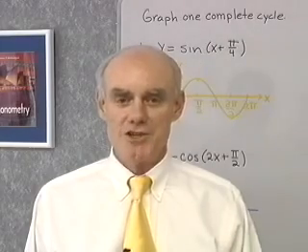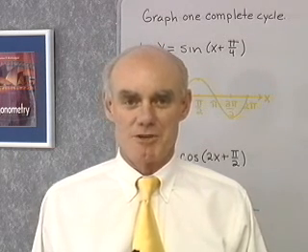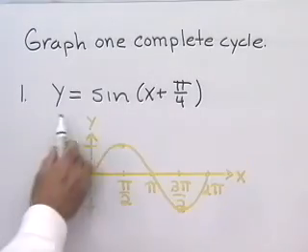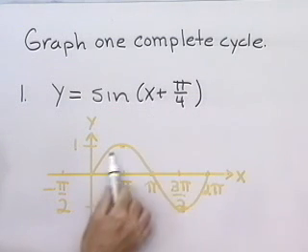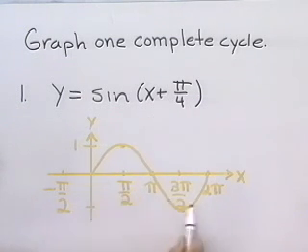We want to add phase shift to the properties of the graphs of our trigonometric functions, and let's look at our first example. We want to graph y equals the sine of x plus pi over 4. And I've written down here the graph of y equals sine x, so we can compare this curve right here with the graph of y equals sine of x plus pi over 4.